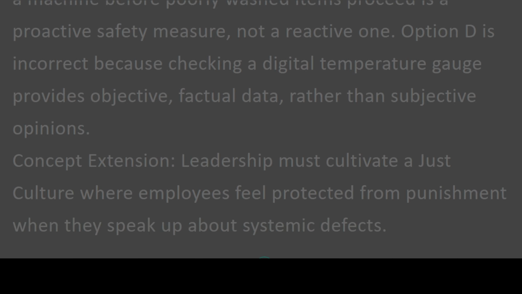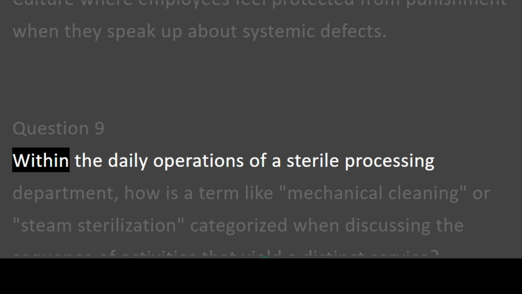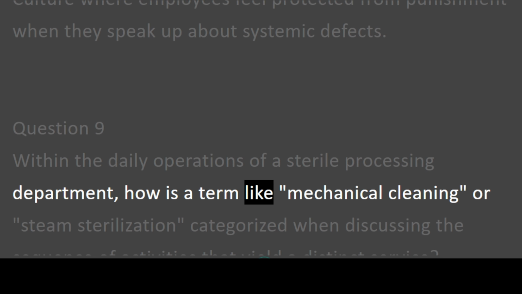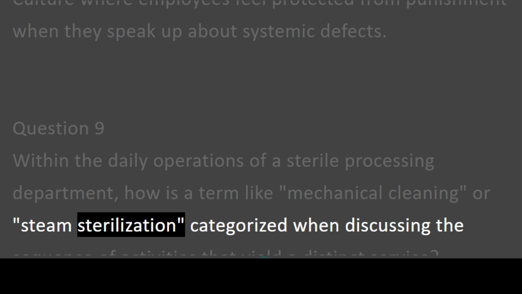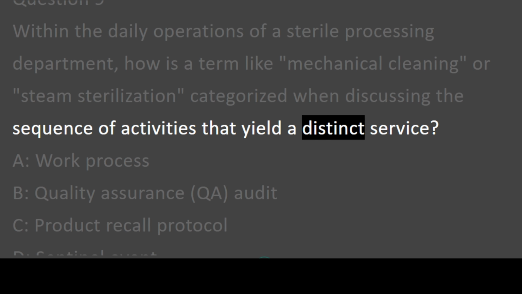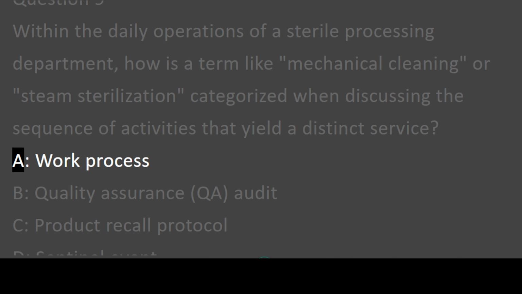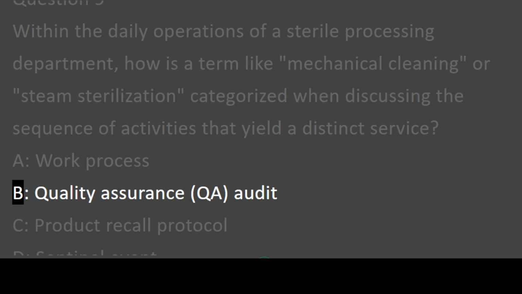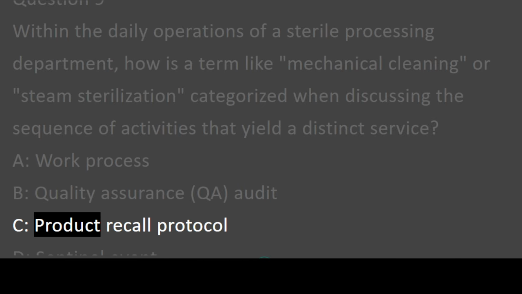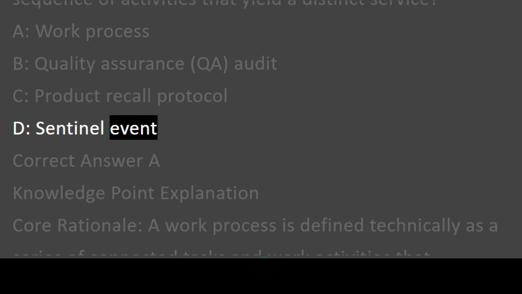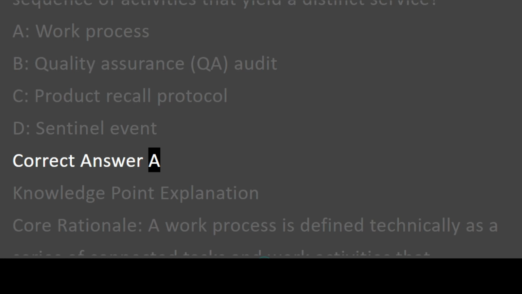Question 9. Within the daily operations of a sterile processing department, how is a term like mechanical cleaning or steam sterilization categorized when discussing the sequence of activities that yield a distinct service? A. Work process. B. Quality assurance, QA, audit. C. Product recall protocol. D. Sentinel event. Correct answer A.